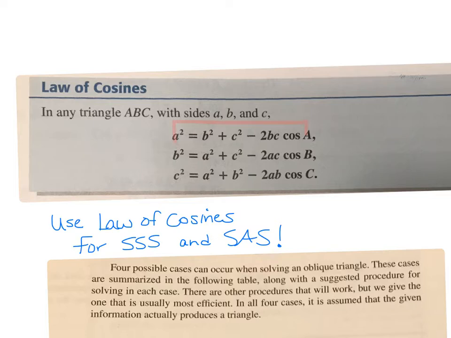This is the side and the angle that's across from it. So notice they all match like that. And then the other two sides that are in the formula are the ones that aren't at the beginning and the end. So we're going to be using this formula when we're given three sides, or we're given two sides and an angle.